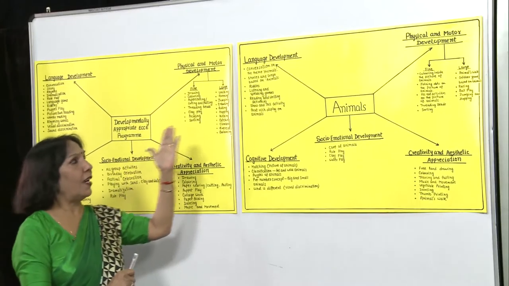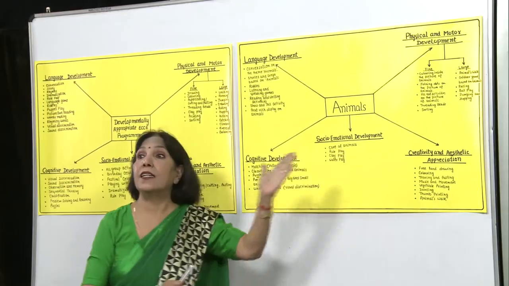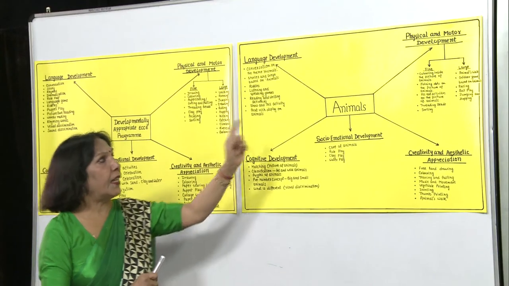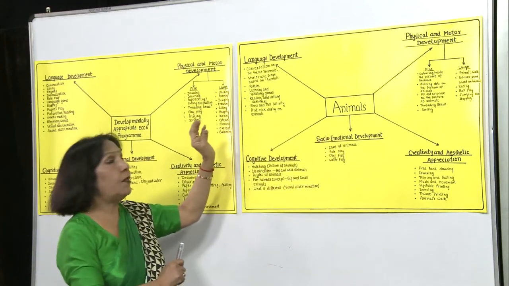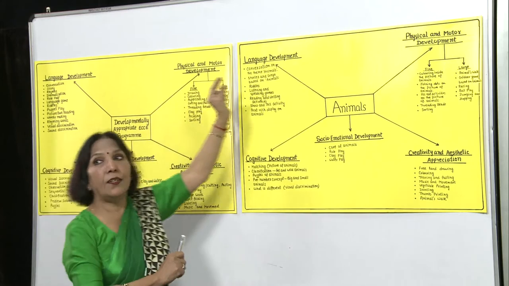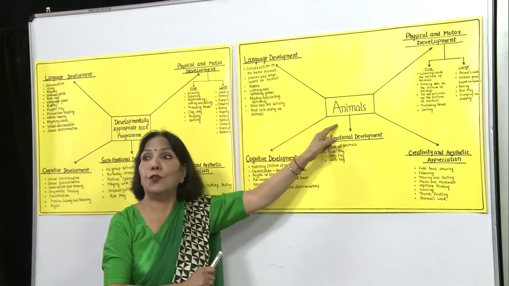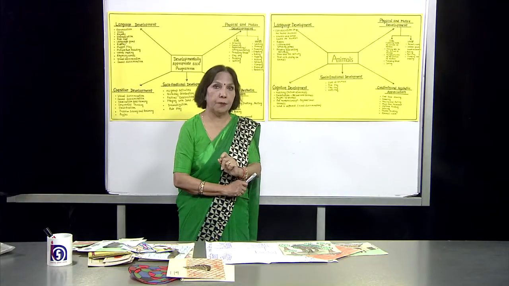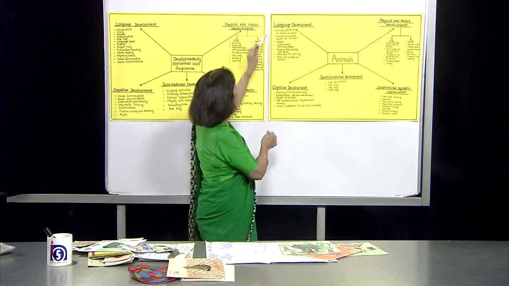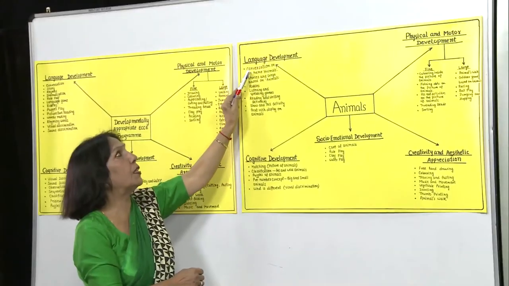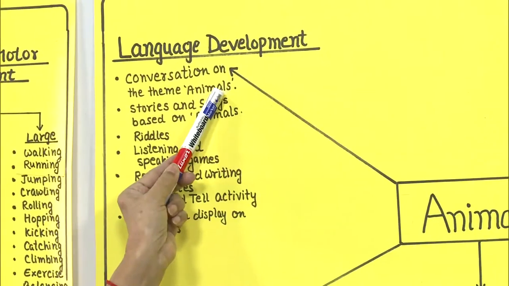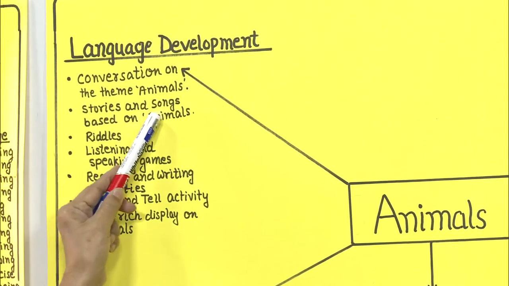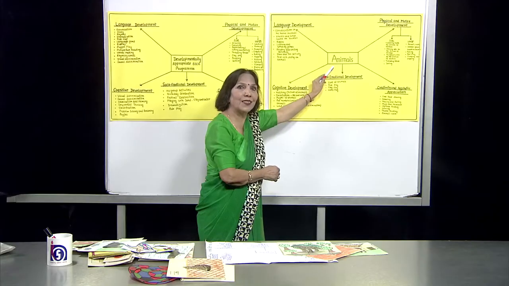This will help here when we take a theme, because the activities are here. When we take a theme, then we can pick the activities from there and put them here related to the theme. We are taking here the theme animals. So for language development, conversation will be on the theme animals. Okay, and stories and songs will also be related to animals.